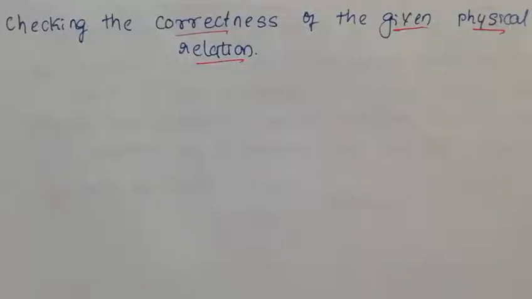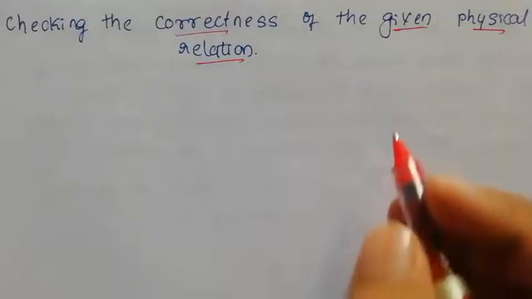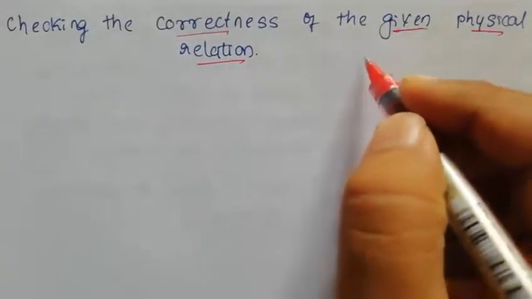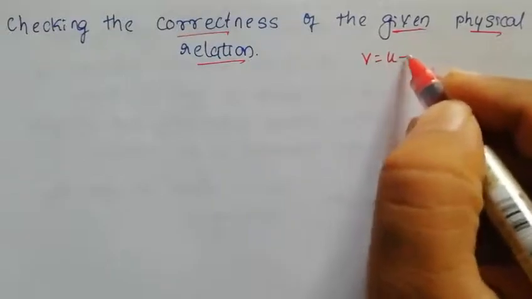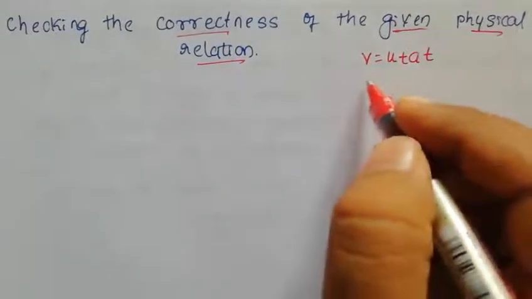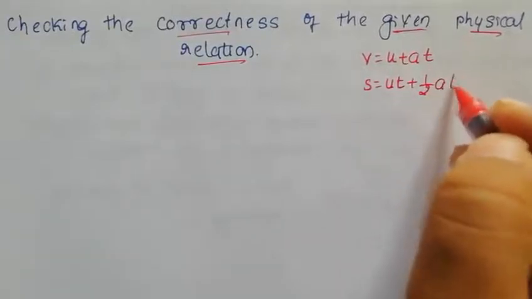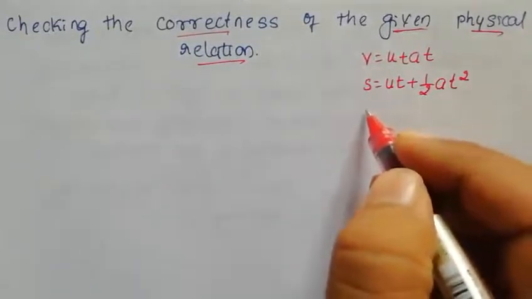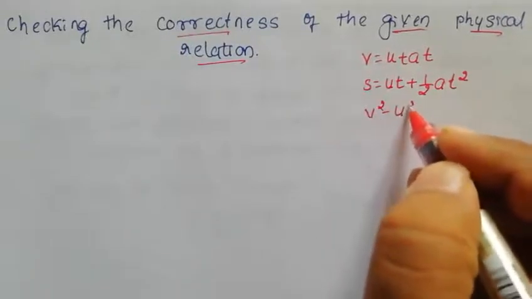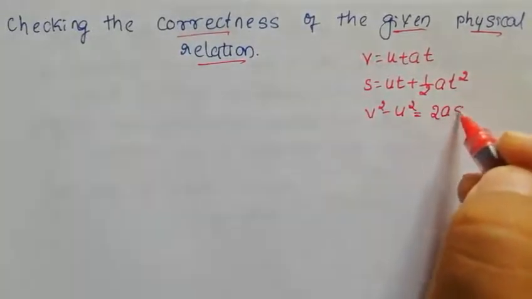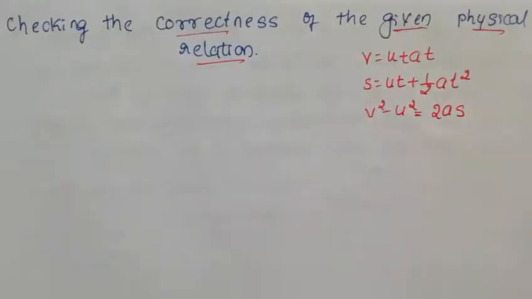I will go directly with an example. Like we studied, there are three equations we know very well: v equal to u plus at, s equal to ut plus half at square, and v square minus u square equal to 2as. By looking at these equations, we can directly tell these are correct. Why? Because we are aware of them. We studied them a lot of times.